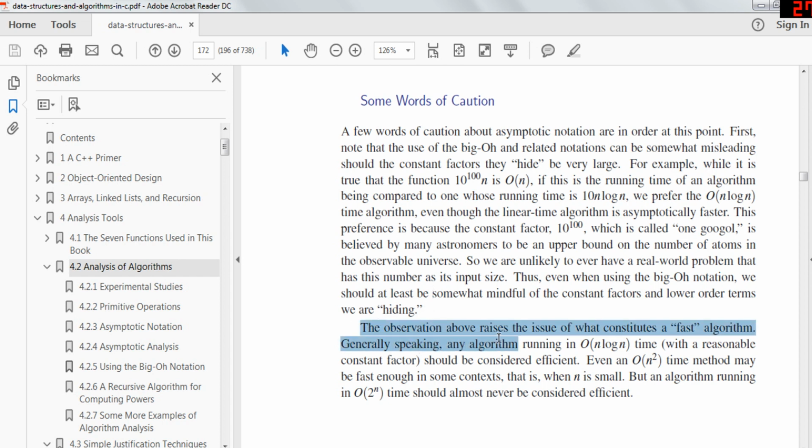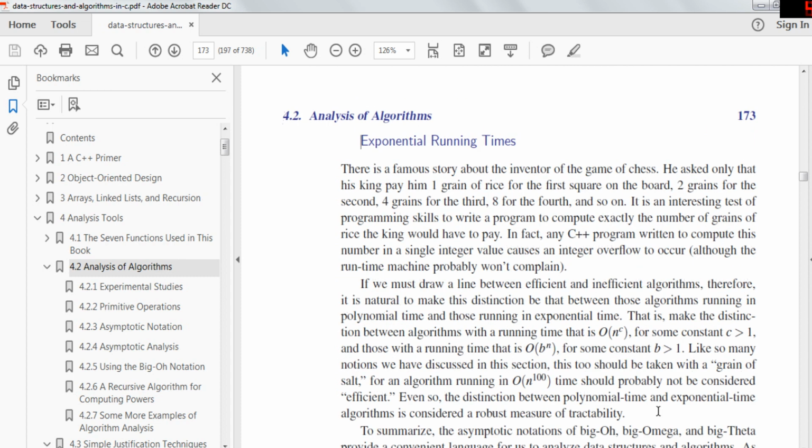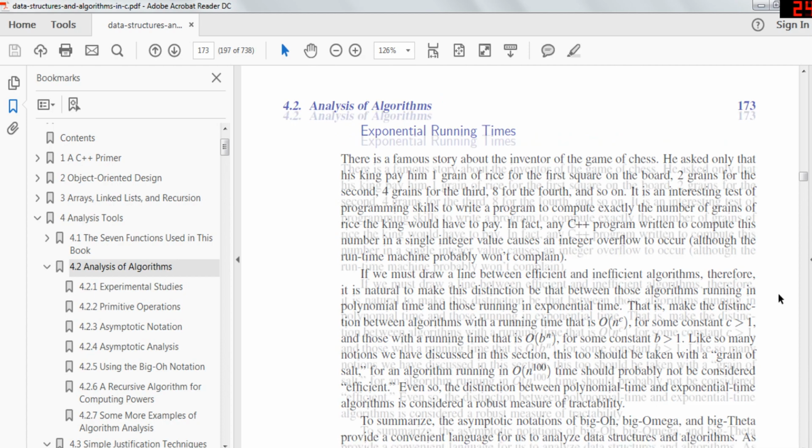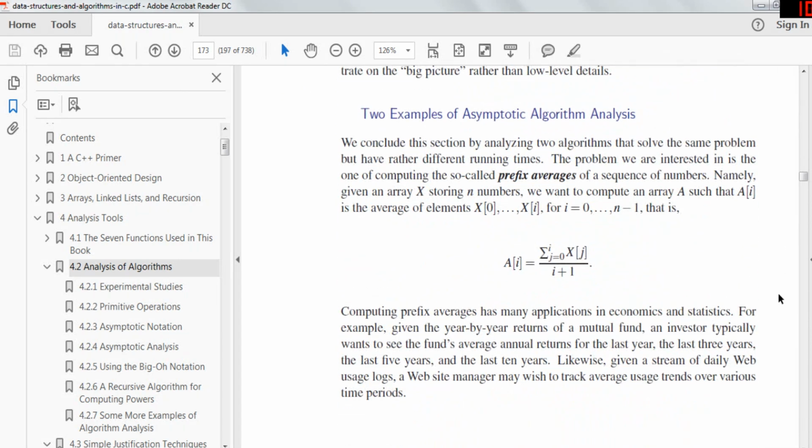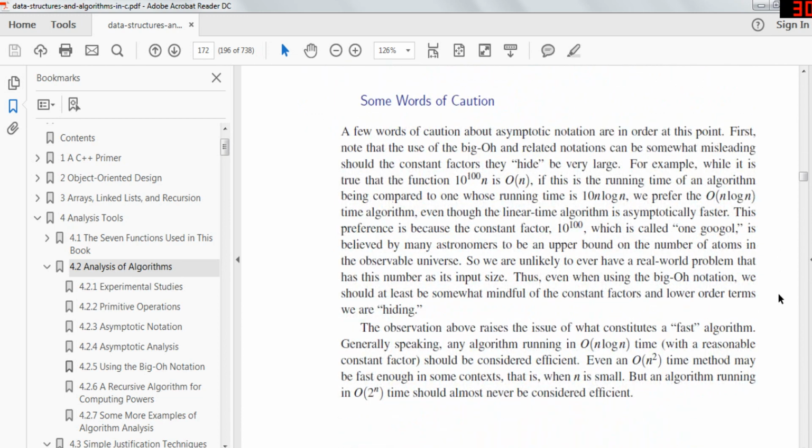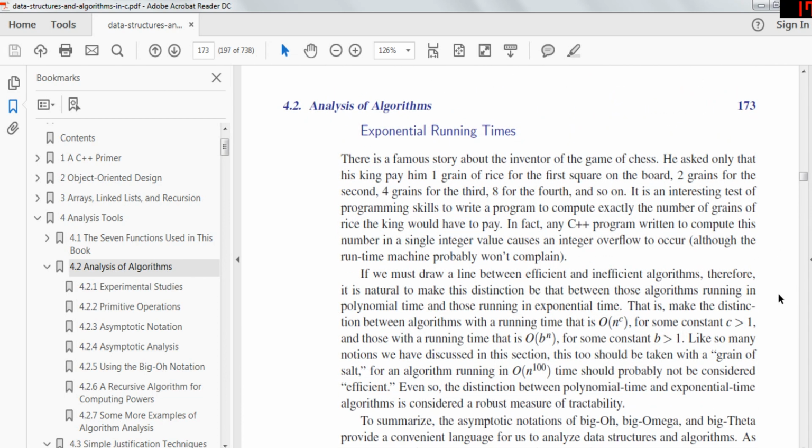The observation above raises the issue of what constitutes a fast algorithm. Generally speaking, any algorithm running in O of n log n time with a reasonable constant factor should be considered efficient. Even an n squared time method may be fast enough in some contexts, that is, when n is small, but an algorithm running in O of 2 to the n time should almost never be considered efficient. Okay, let's look at exponential running times.